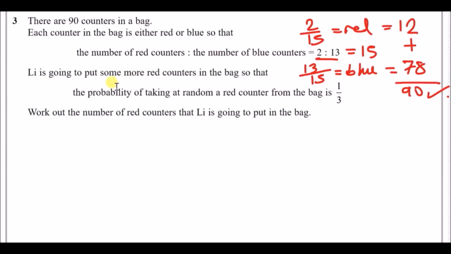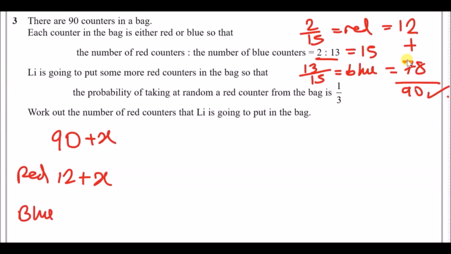Lee is going to put some more red counters in the bag, so that the probability of taking at random a red counter from the bag is 1/3. Let's think about it for a second. You have 90 in total. He's going to add some extra red counters, and you have 12 reds already. So it's going to be 12 plus some extra counters, let's say x. That means you now have 90 plus x in the bag. This is the red counters, and the blue counters are still 78, and here's the total.